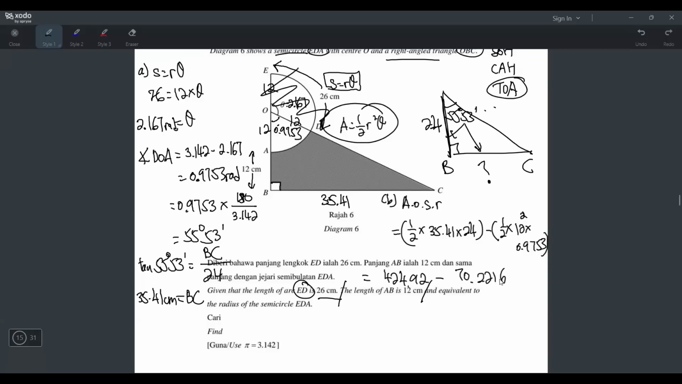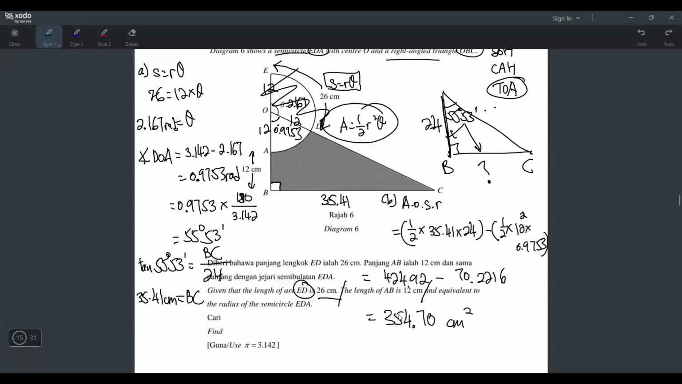Okay, the final answer I'll write in 4 significant figures. So 424.92 minus answer. My calculator gives me 354.69. So it's 354.70, cm square, right? Okay, I'm looking at the schema, but the schema gives me a different answer. The schema gives 354.84. Okay, this one, fine, it's okay. This one is considered correct, right? But this one, the difference is a bit far.